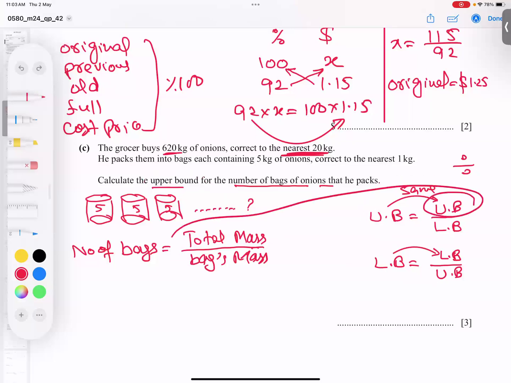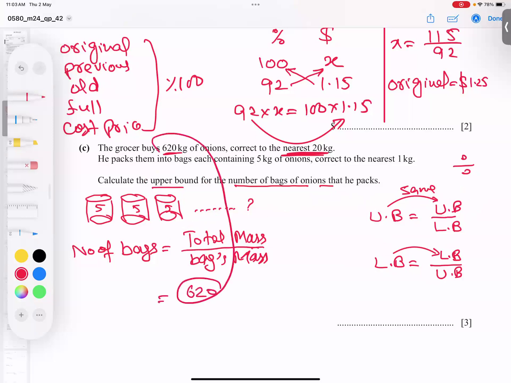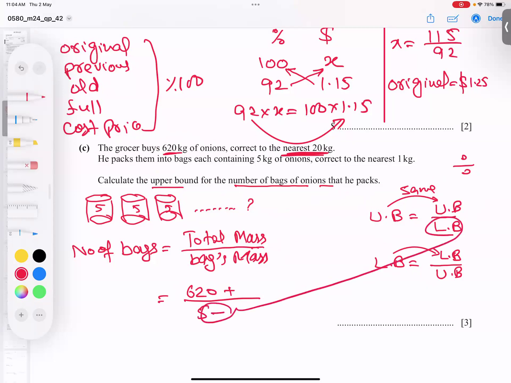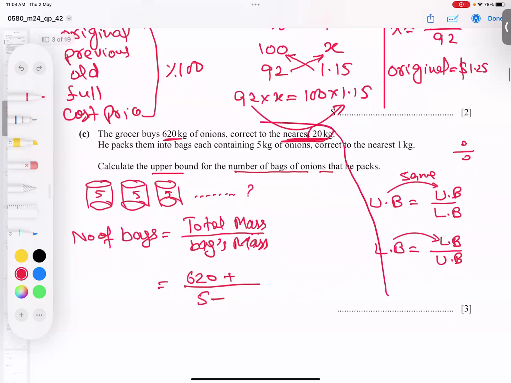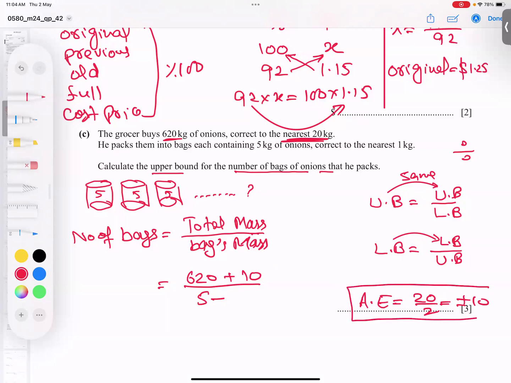It means for the bag mass we use the lower bound. The total is 620 plus, and that will give me the upper bound. Plus what? I'll tell you later. And the bag mass is 5 kilograms, but minus. Why minus? Because lower bound: for the upper bound we add, for the lower bound we subtract. Now, students, the total is given to the nearest 20 kilograms, so what is the absolute error? 20 kilograms divided by 2 is plus and minus 10. He said adding, so I add. This is for the total.